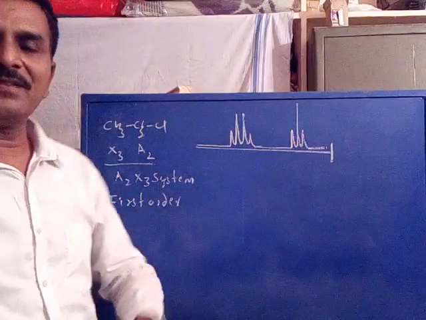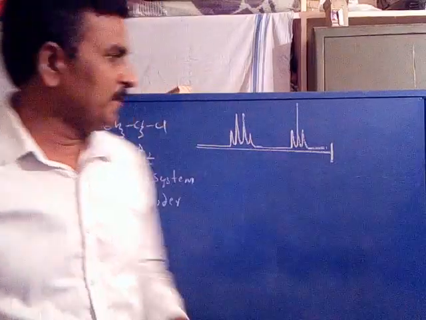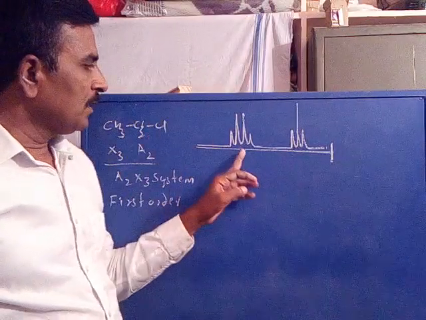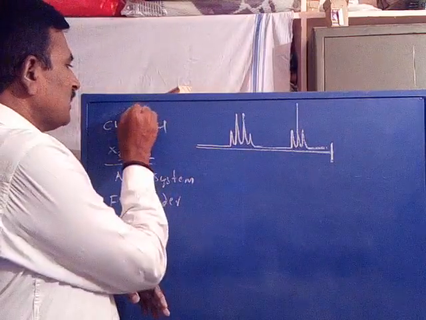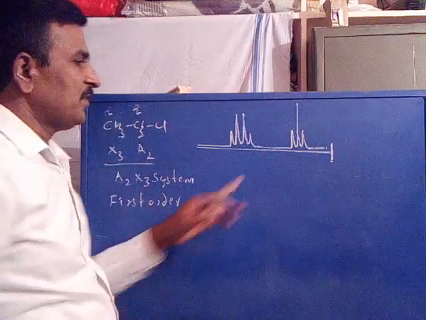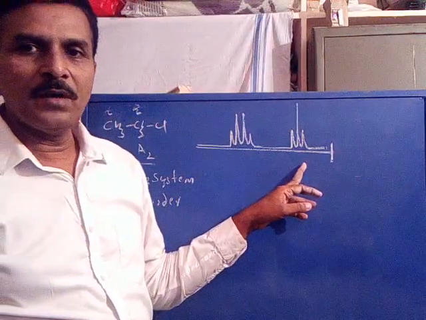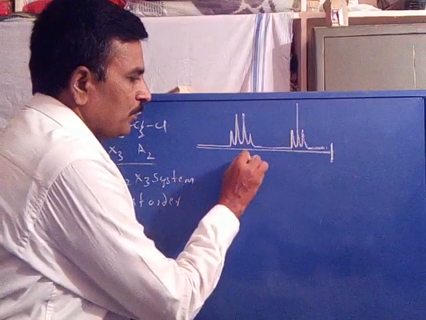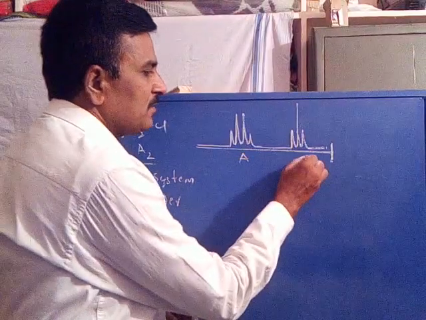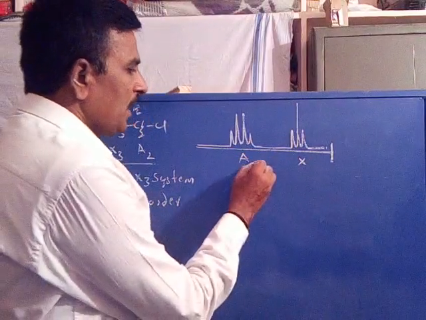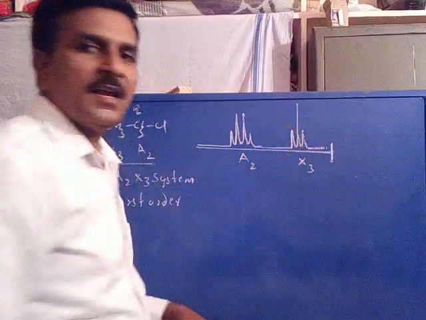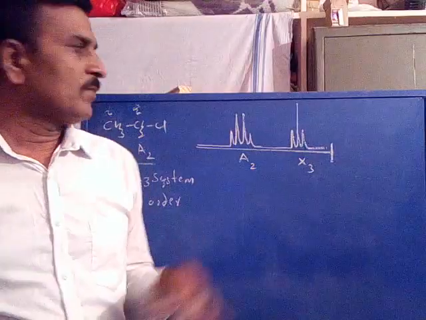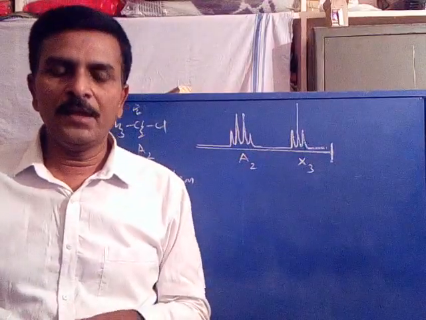Now we are going to present the first order spectrum for the molecule. This is the spectrum for ethyl chloride. This is a quartet signal for CH2, and a triplet signal for CH3 protons. Is it clear? This is the A set of protons, this is the X set of protons. A has 2 hydrogens, X has 3 hydrogens, an A2X3 system. This is the spectrum for the molecule.